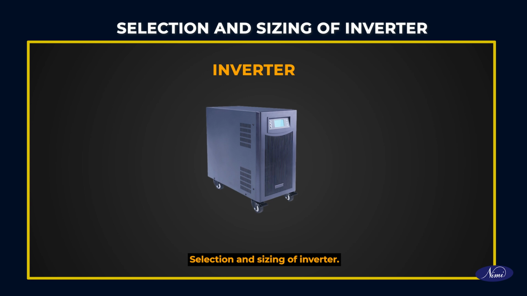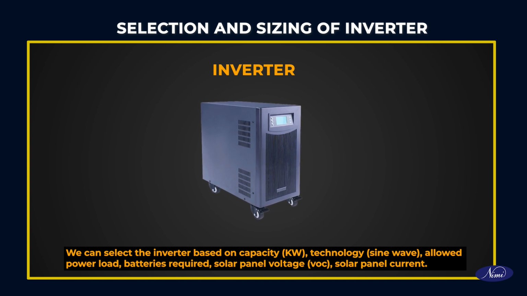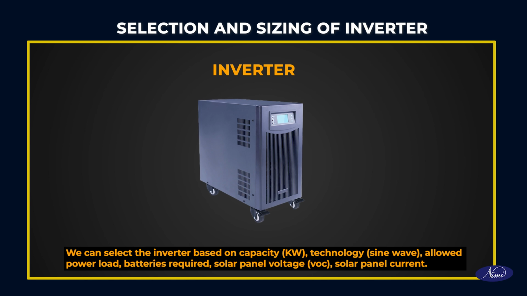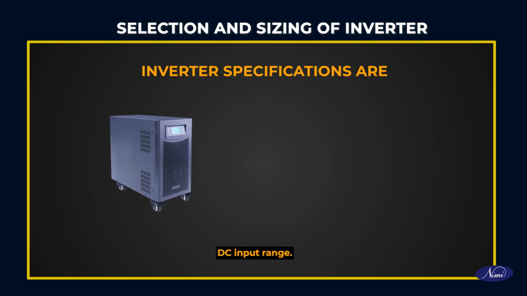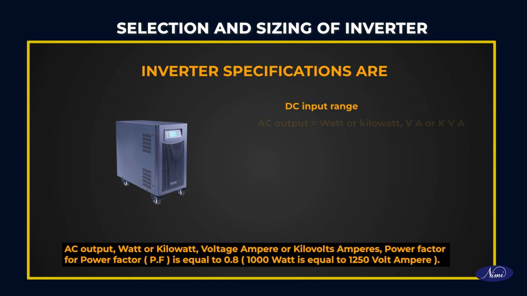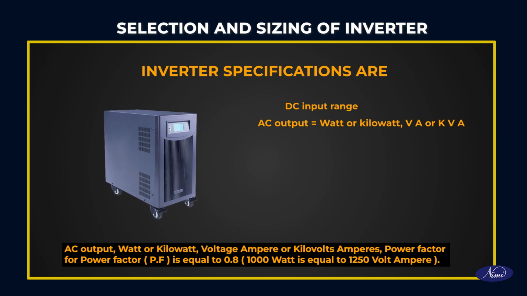Selection and sizing of inverter. We can select the inverter based on capacity, technology, allowed power load, batteries required, solar panel voltage, and solar panel current. Inverter specifications are DC input range, AC output in watts or kilowatts, volt-amperes or kilovolt-amperes, and power factor.